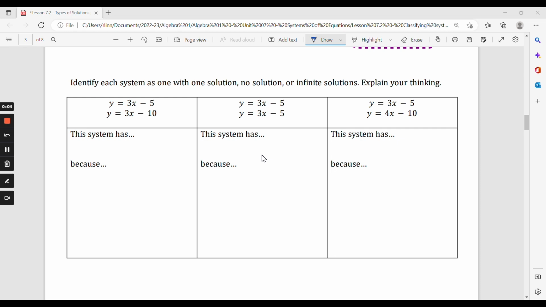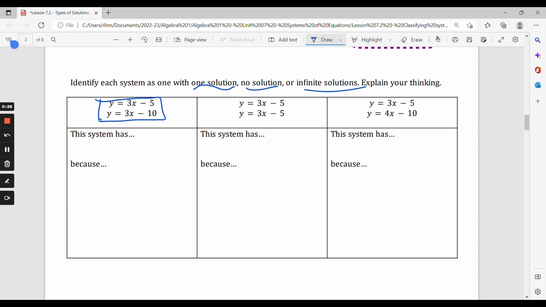Right, so looking at our problems that we've got here, I have a system of equations. This system of equations has two lines, and they're both written in slope-intercept form. So I need to figure out how many solutions it has. Does it have one solution, no solutions, or infinite solutions?